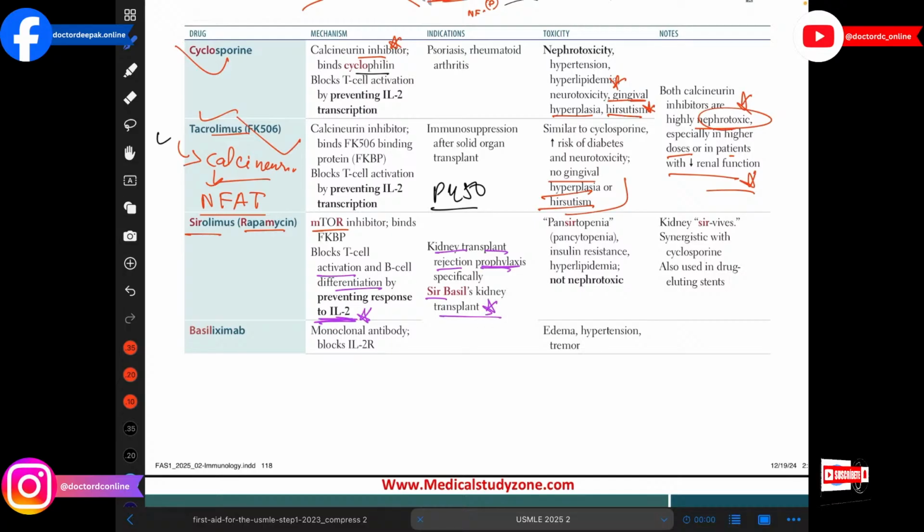If we talk about the toxicity of Sirolimus, there is pancytopenia, insulin-resistant hyperlipidemia. It did not cause nephrotoxicity as compared to cyclosporine, and it is synergistic with cyclosporine, also used in drug-eluting stents. We mostly give rapamycin with cyclosporine. Why does this inactivation happen? Because it blocks the response to interleukin 2 in B and T cells.